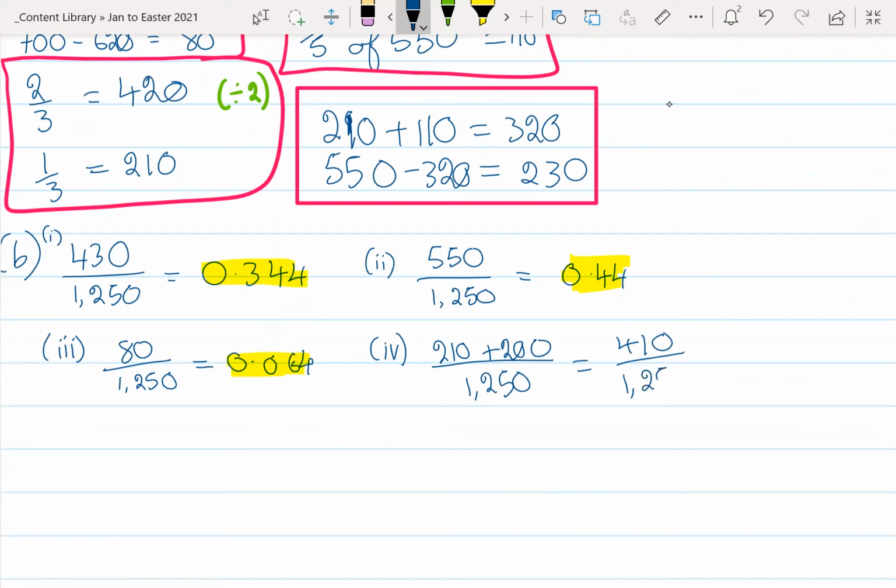Let's change that to decimal. 410 divided by 1250 is 0.328. Okay. Now the last part of this question, part C.